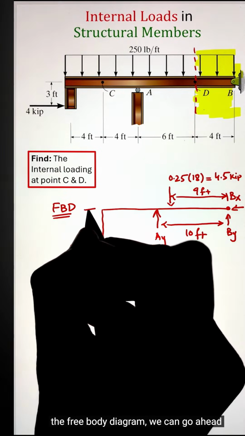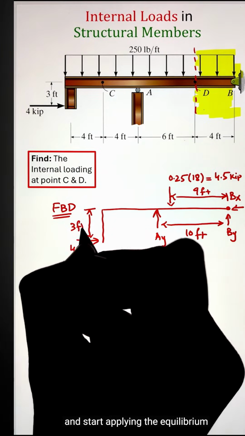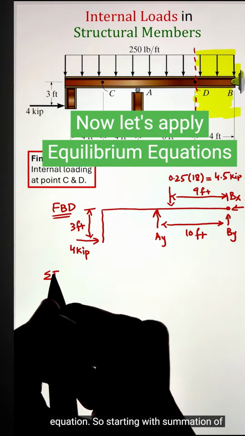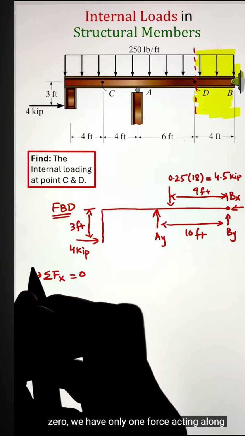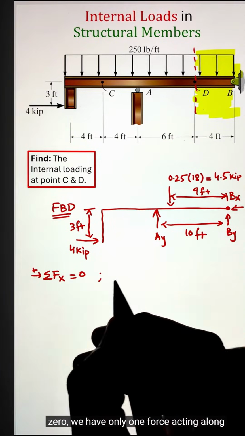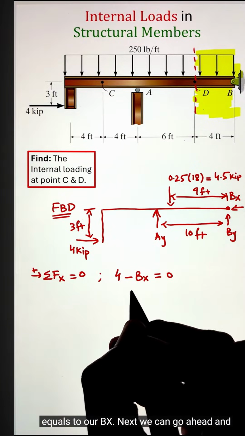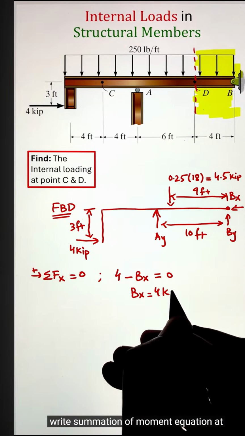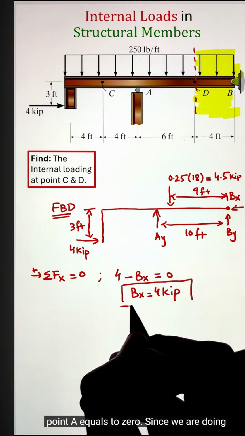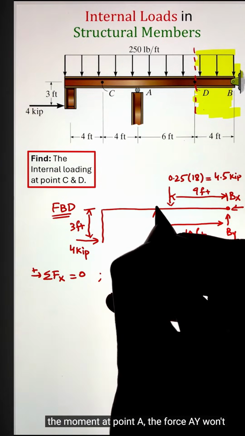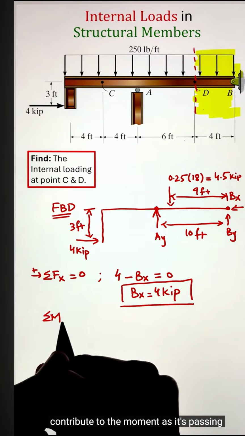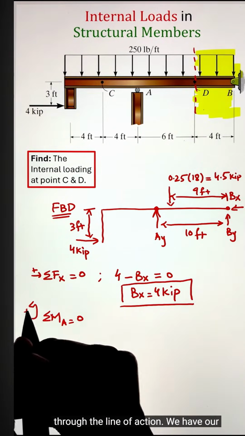Once we have the free body diagram, we can go ahead and start applying the equilibrium equation. So starting with summation of forces along the x-axis equals 0, we have only one force acting along the x-axis of 4 kilopounds. So that will be equal to our Px. Next, we can write the summation of moment equation at point A equals 0. Since we are taking the moment at point A, the force Ay won't contribute to the moment as it's passing through the line of action.